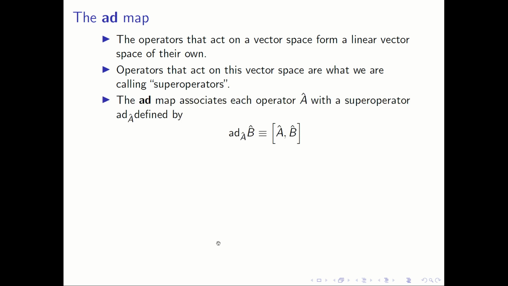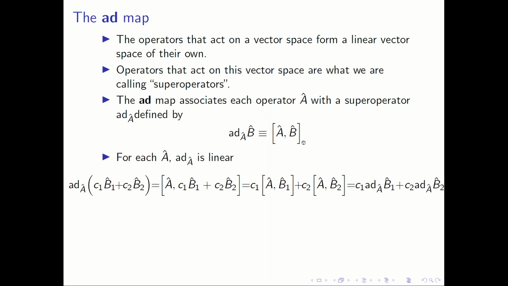So what it does is it associates, or maps, each operator A hat with a superoperator ad A hat. And you have to define the superoperator, of course, by its action on an operator. So what does ad A hat do to B? It's defined to be the commutator of A with B. So the commutator of an operator with another has now become a superoperator ad A hat acting on the operator B.